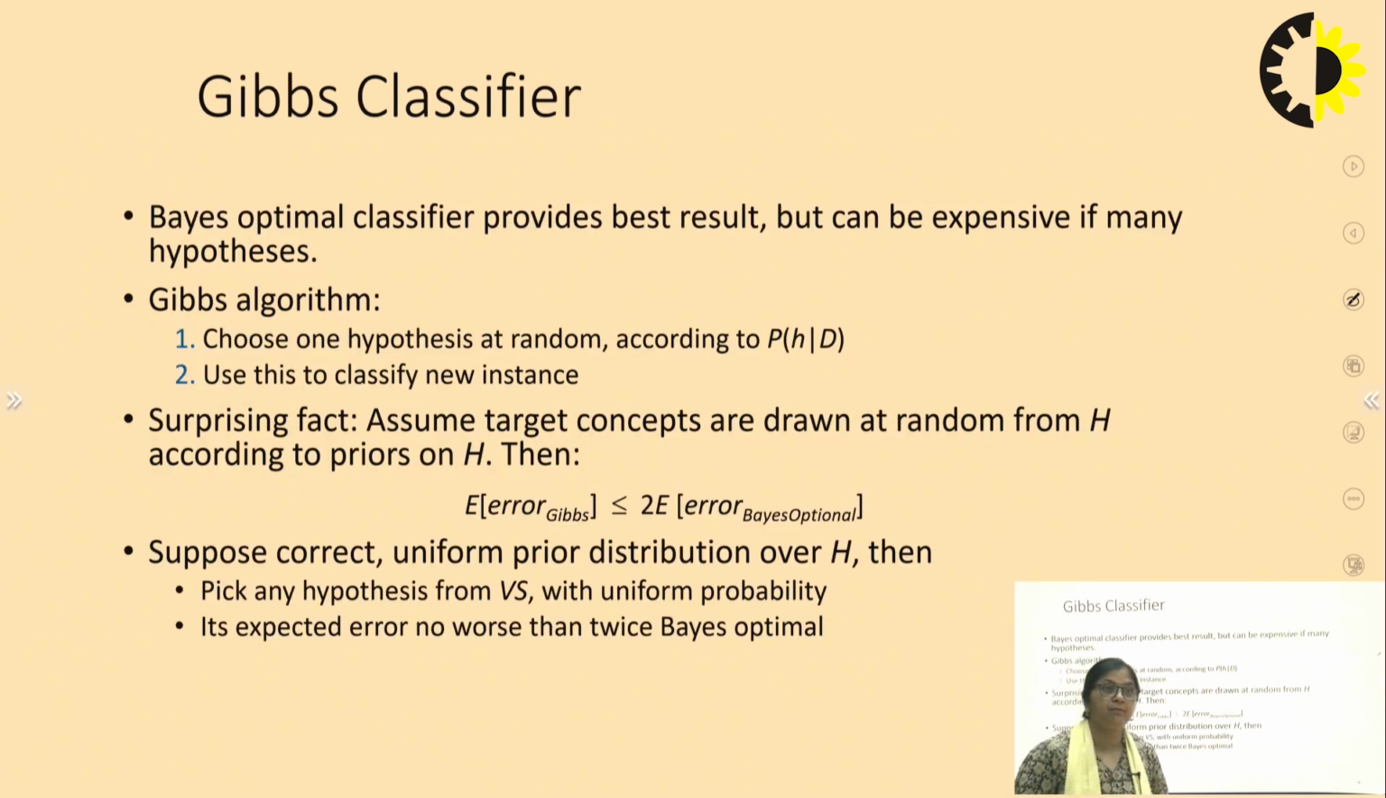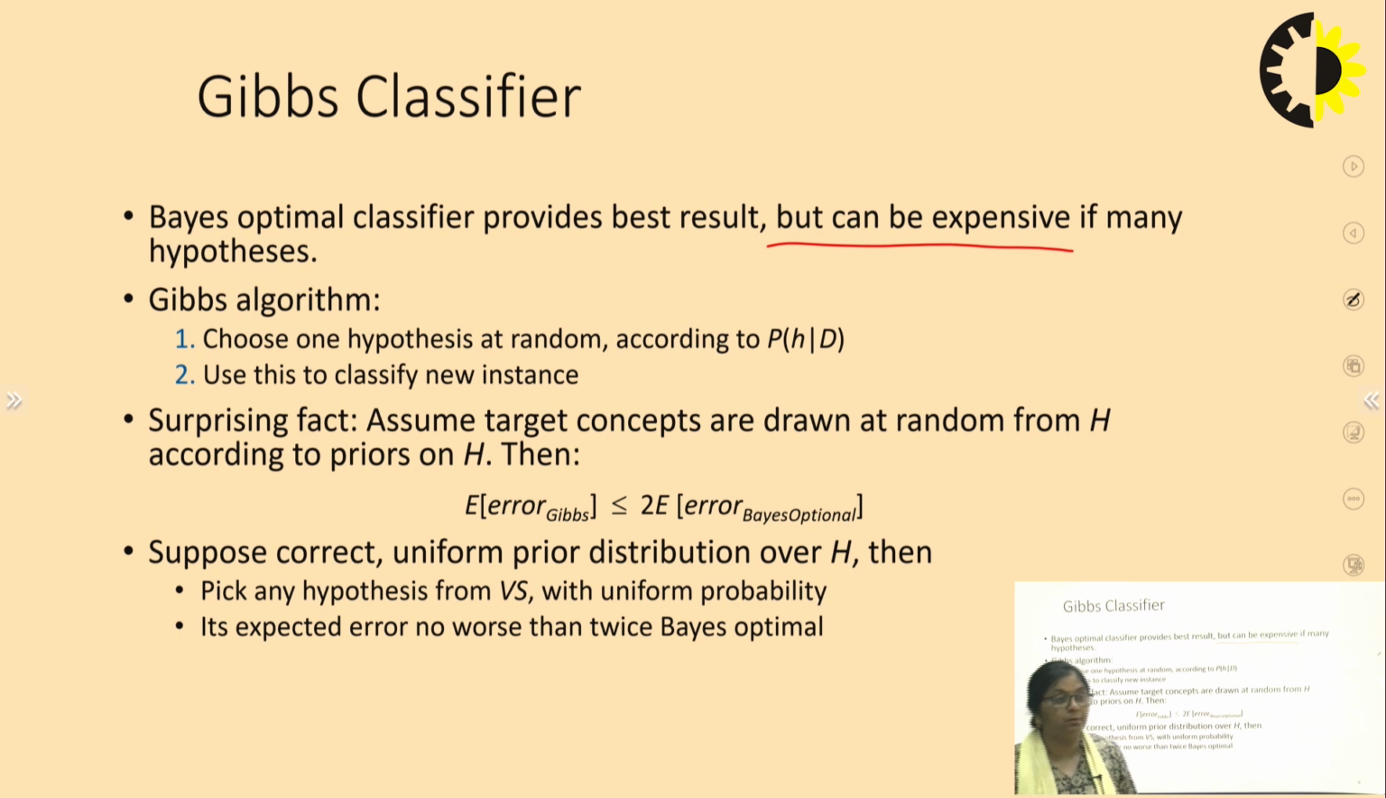There is another method that we do using Bayes theorem, that is Gibbs classifier. What is there in Gibbs classifier? We know that Bayes optimal classifier provides us the best result, but what is the problem? The computational complexity.